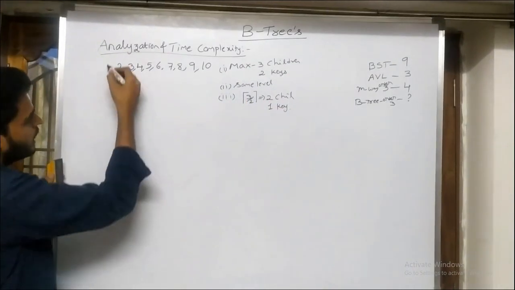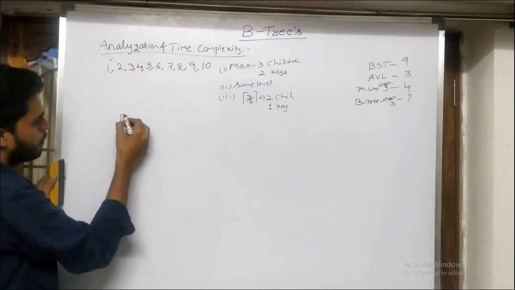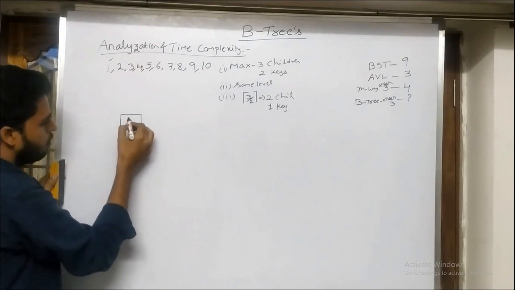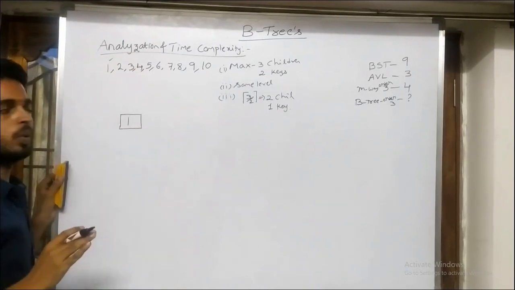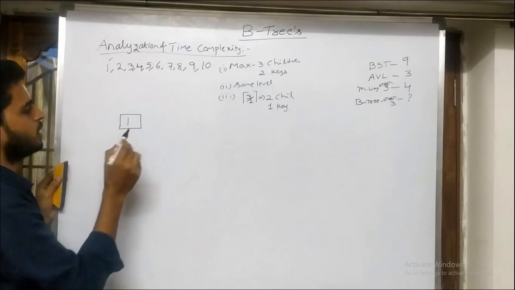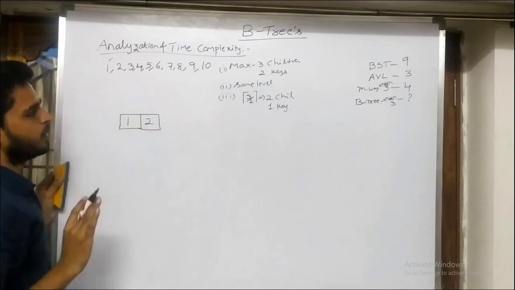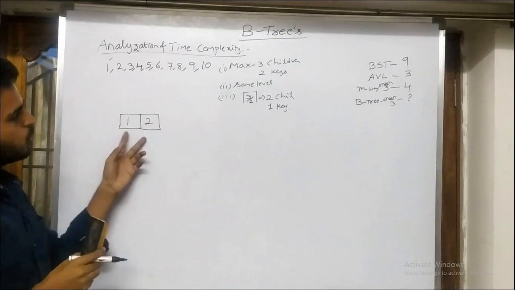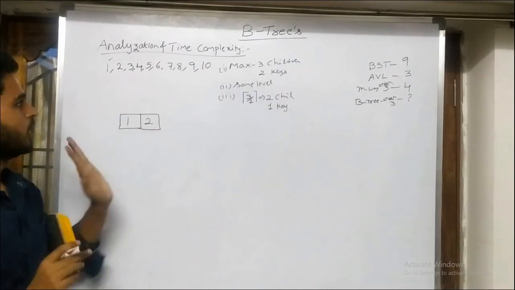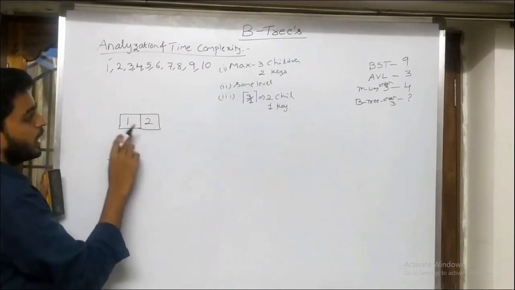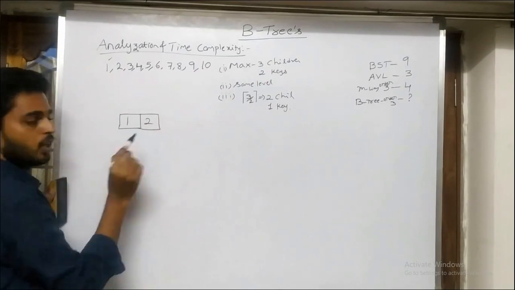So first I will take the value 1. 1 will be created, as there is no violation. Next I am going to insert 2. If I am inserting 2, it can allow 2 keys, there is no problem, and it is also in order. Next I will take 3. You know the procedure.